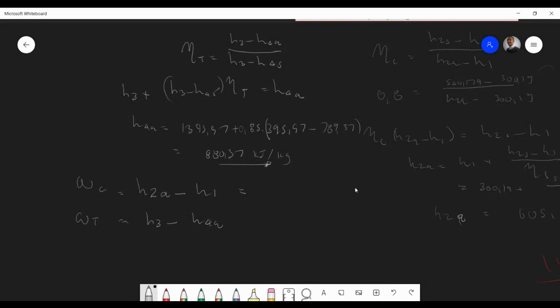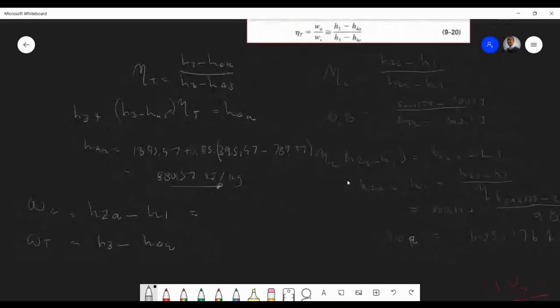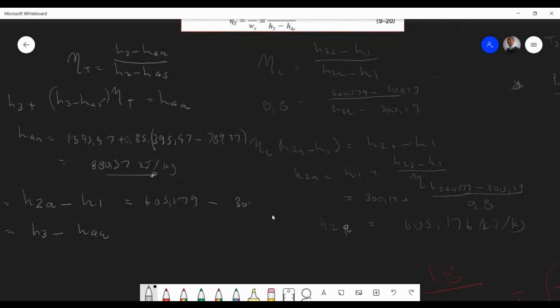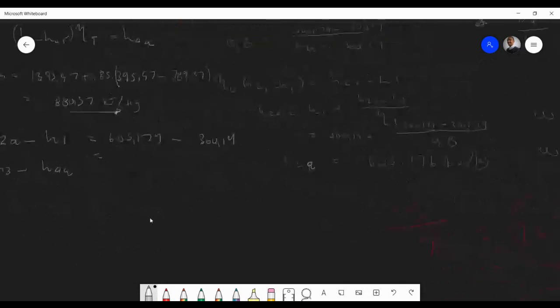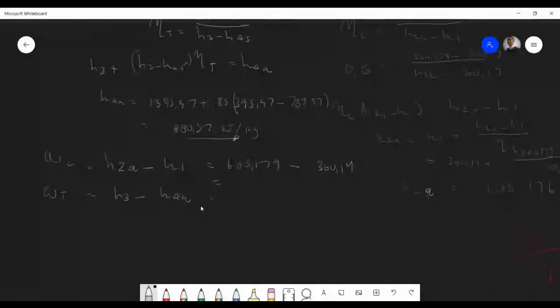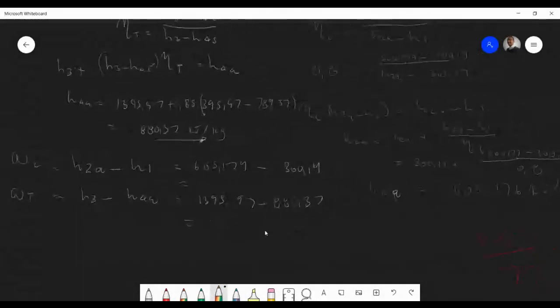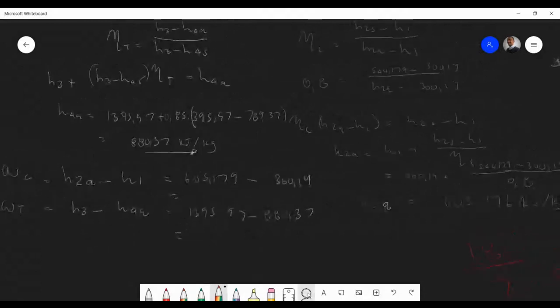So this is going to be H2A, which you found at 605. So compared to the previous one, that's what we're expecting. So that's 300. We can sort that answer out there. And then for H4, we get 1395.9 minus 880.37. And if we're going to compare these values, our compressor H2A should be higher, and the turbine work I think will be a bit lower. Yeah, the H4A compared to H4S. So just quickly get those values.